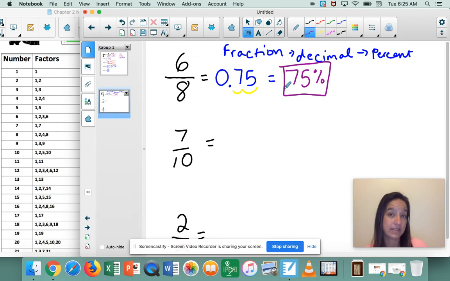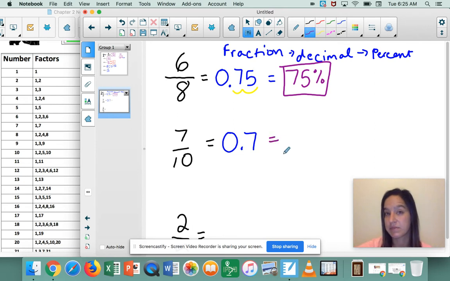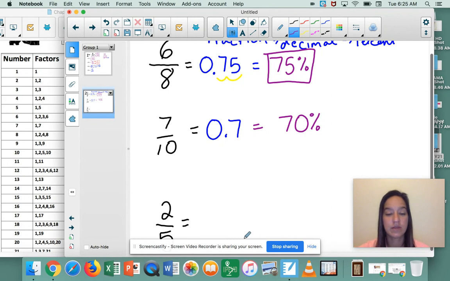Let's try 7/10. 7/10, I'm going to do 7 divided by 10. And yes, you can use a calculator. There are a bunch of these that I'm going to eventually want you to try and memorize, but we are using a calculator right now. 7 divided by 10 is 0.7. Changing that into a percent can sometimes be tricky. We have to remember to move it over 2 spots. And so 0.7 is 70%.